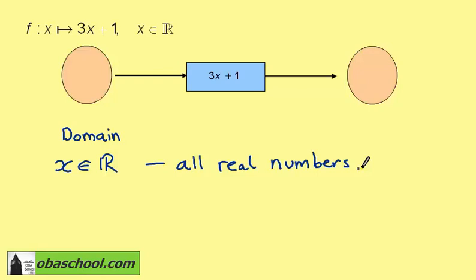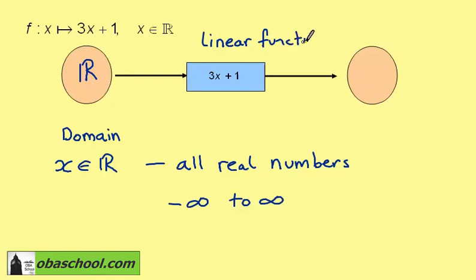Each of these is going to need to be processed through our function. So every single value between -infinity and infinity is in the domain, the set of input values. They're all going to go through 3x plus 1, which is, of course, a linear function. This means the output set will also be all of the real numbers.